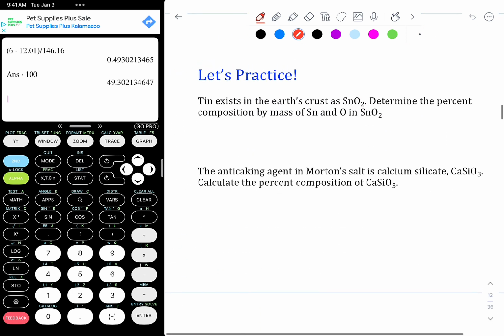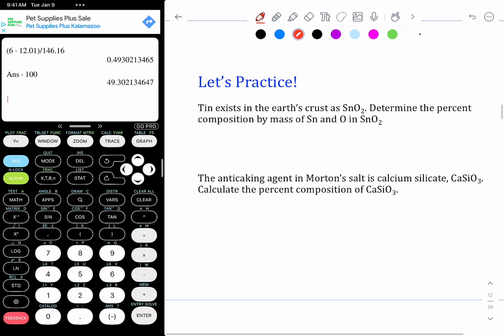Okay, let's do a few more. Practice makes perfect. If you're getting this concept, feel free to pause the video, practice these on your own notepad, okay, and then use my video as a way to check your work to make sure you did it correctly. So our next example says, tin exists in the Earth's crust as SnO2. Determine the percent composition by mass of both tin and oxygen in SnO2.